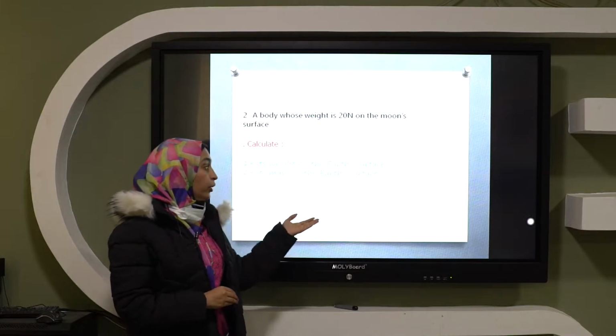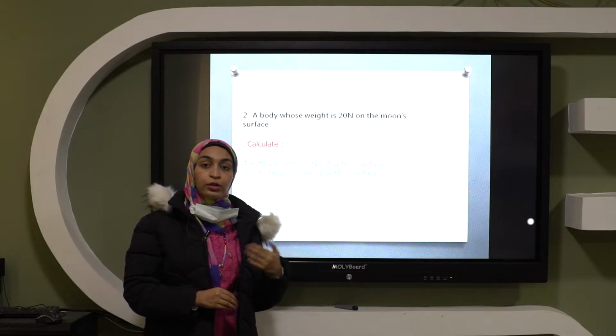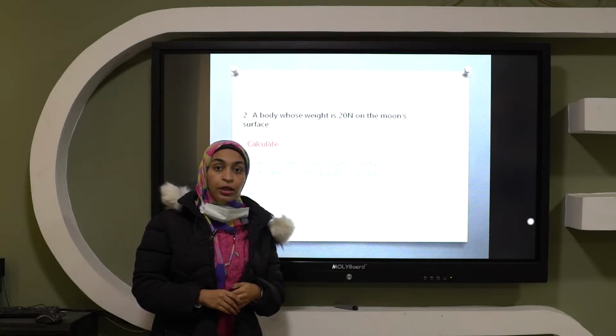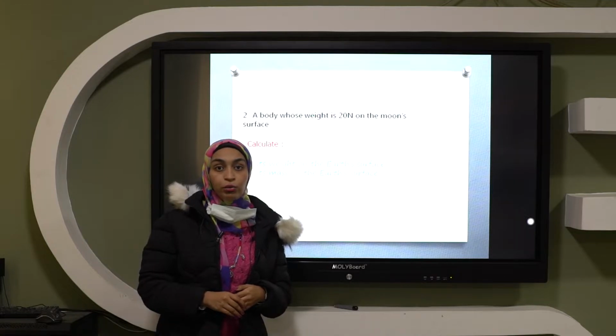How can we calculate the mass? The mass equals weight divided by 10, equals 1200 divided by 10, equals 120 Newton.